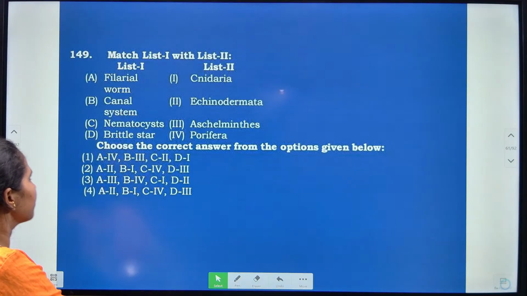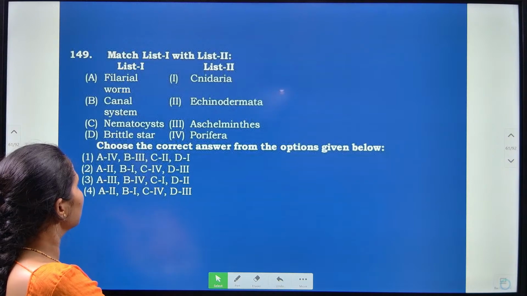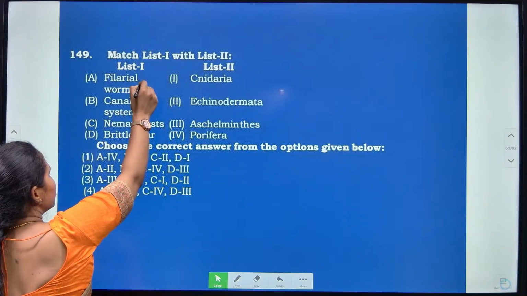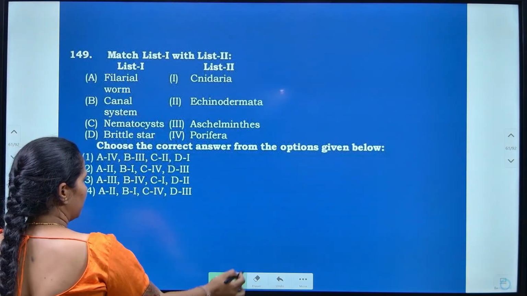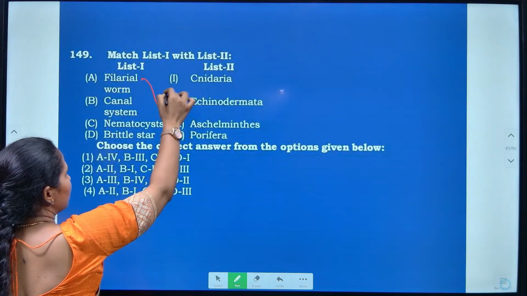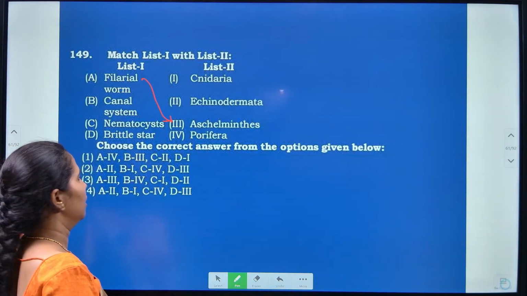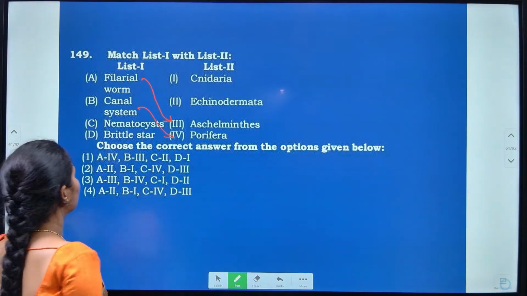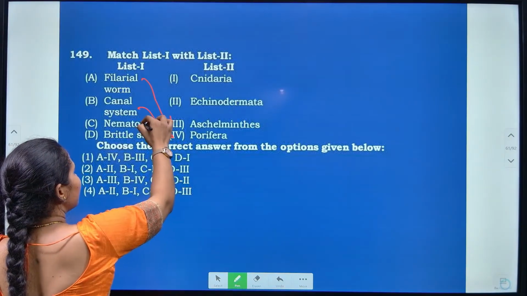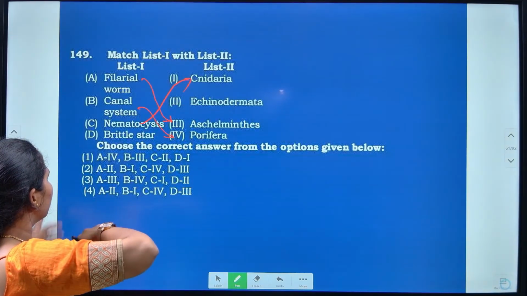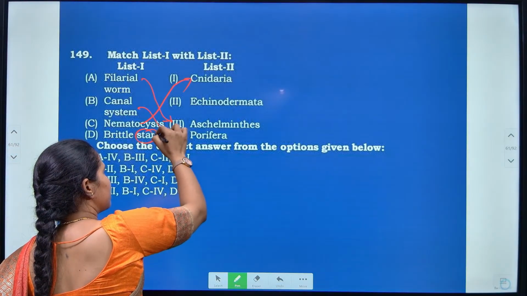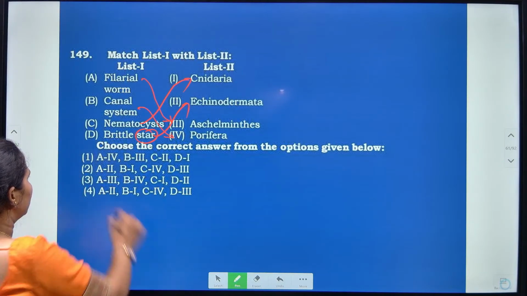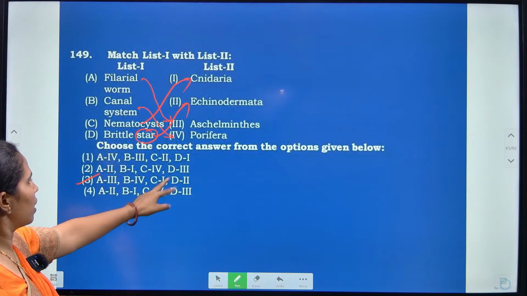So here we are with question number 149. Match list 1 with list 2. The filarial worm belongs to the phylum Aschelminthes, that is the roundworms. The canal system, the water vascular canal system, is observed in the poriferans. Nematocysts are the cells which are present in the cnidarians. And the brittle star, like the starfish, belongs to the phylum Echinodermata. So A with 3, B 4, C 1 and D 2.